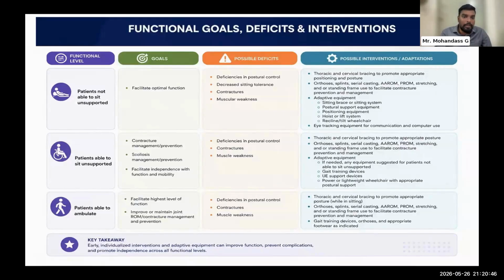If the patient is able to sit unsupported, most probably from the transition development point of view, we have to look at transitions such as lying down to sitting, sitting to kneeling, kneeling to standing, standing and stepping. So these are all the transitions that we have to work on, and we have to look at which orthosis will support these transitions. For a patient who is able to ambulate, the focus should be maintaining their highest level of function, maintaining endurance, and maintaining activities of daily living. Thoracic and cervical bracing appropriate to the posture while sitting, and gait training devices are something we have to consider for the different functional levels of SMA.